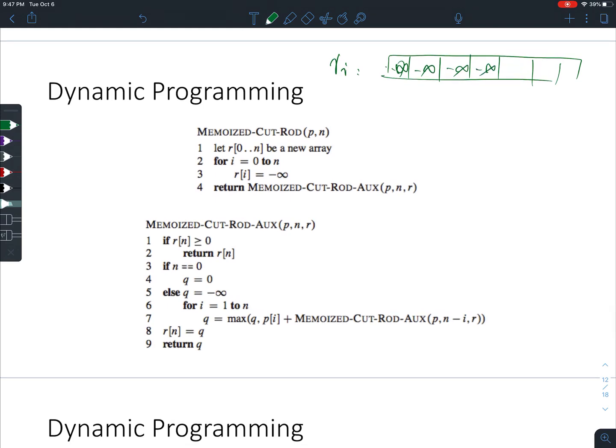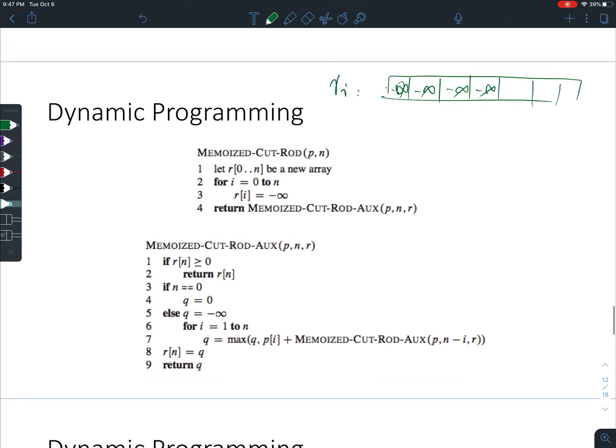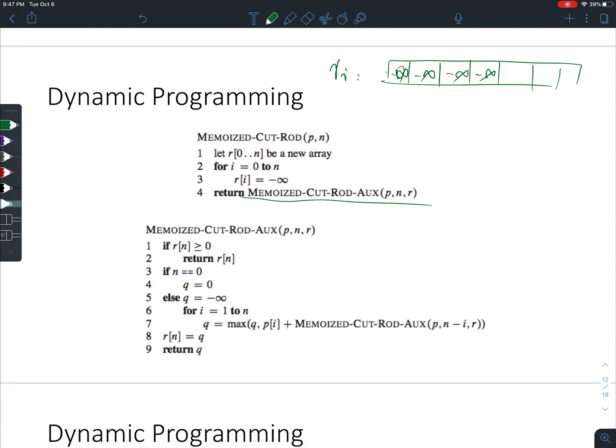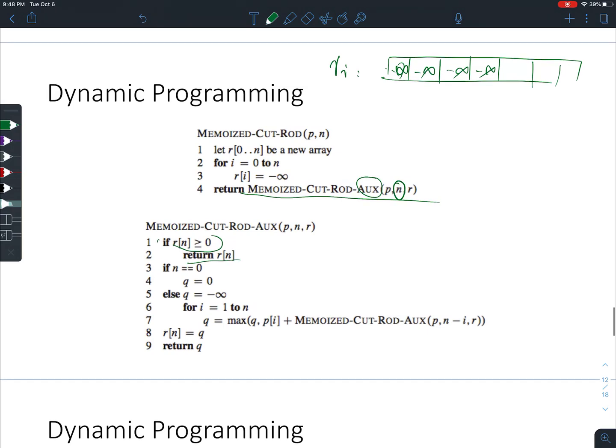So we just assume that for a rod of any length, we can make nothing from it, and the value of them is just negative infinity. And here it then calls the auxiliary function to calculate the highest revenue, the solution for a rod of length n. So what this function does is that if Rn is larger than or equal to 0, it returns Rn.